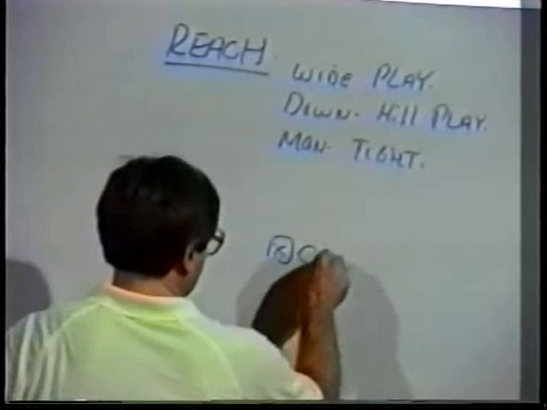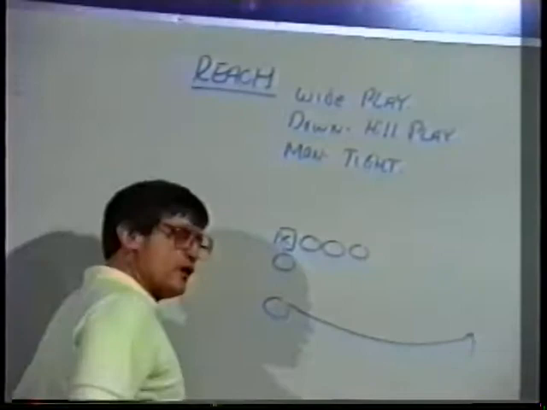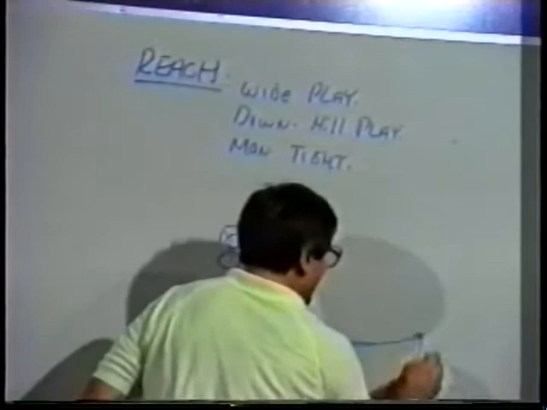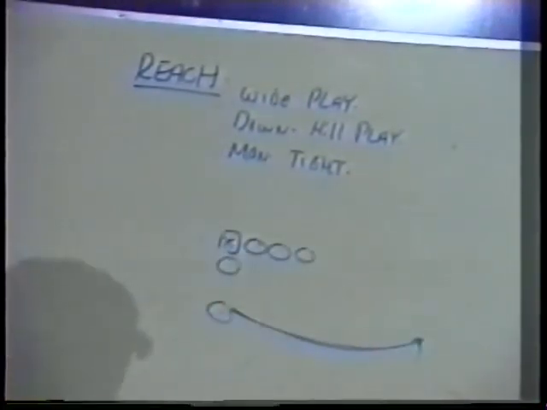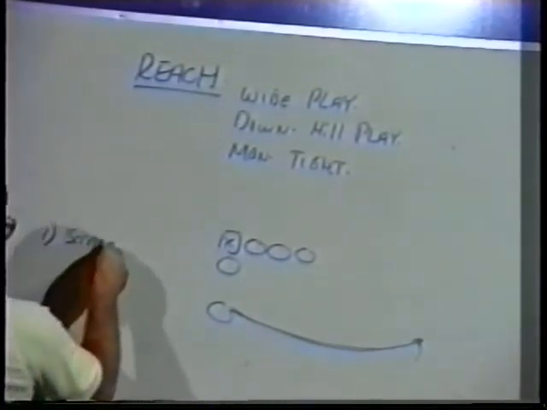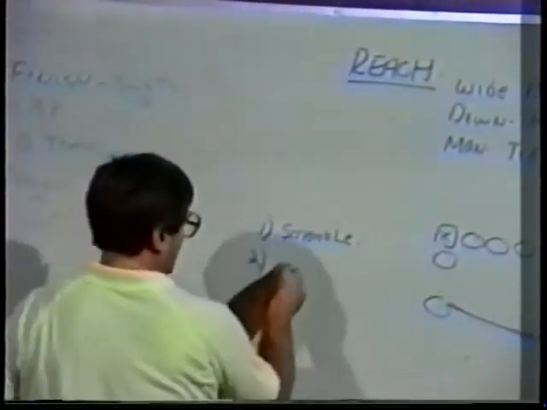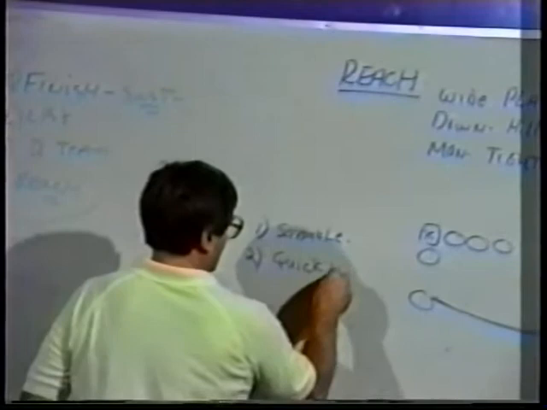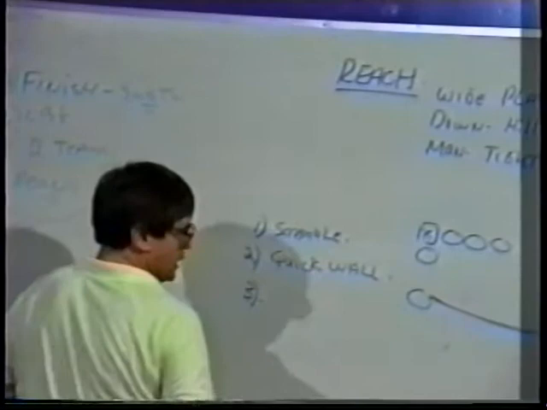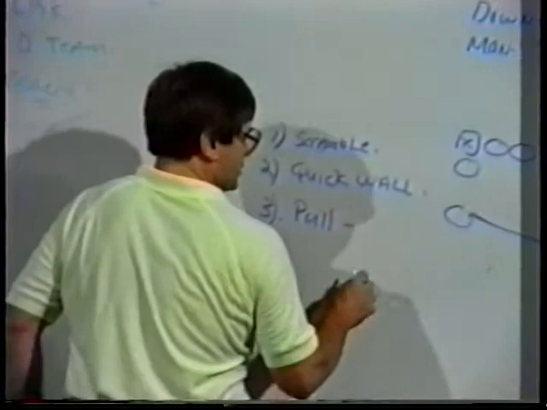Let's assume that we're going to run a reach block on a play that gets outside real fast, like a quick pitch or a toss sweep, where we're not trying to break the ball up inside, but we're just trying to get way outside. If we're trying to get wide with a play, here's the type of techniques that you can use. You can use a scramble block, which we'll spend a little bit of time on. Number two, we can use what we call a quick wall block, which we'll cover. And number three, we can use a technique where we actually pull to block the defender.